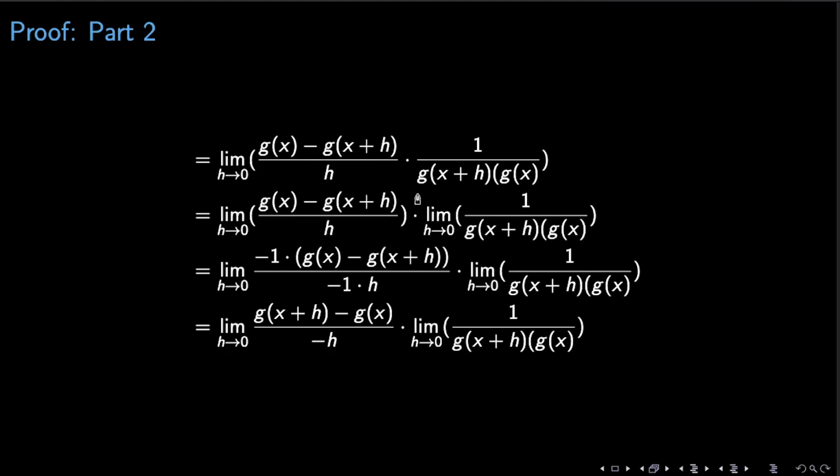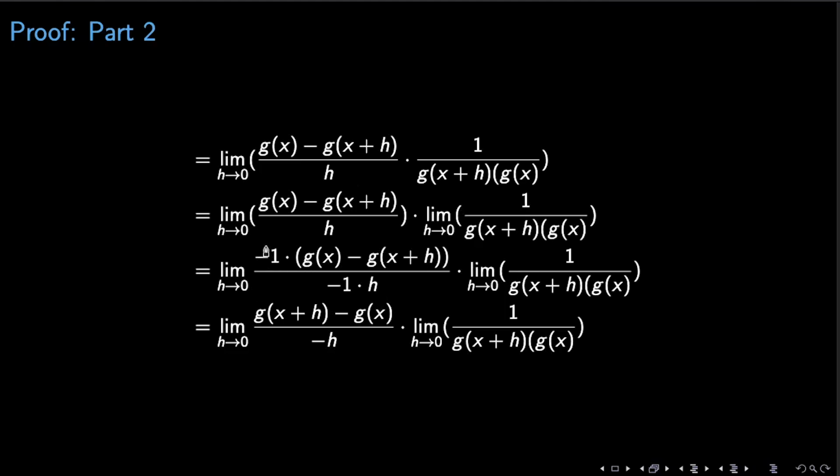Because this is not in the correct form, what we can do is multiply this by negative 1 over negative 1, which is valid because all we're doing is essentially multiplying by 1, since negative 1 over negative 1 is just 1. So copy this over, so we get this.